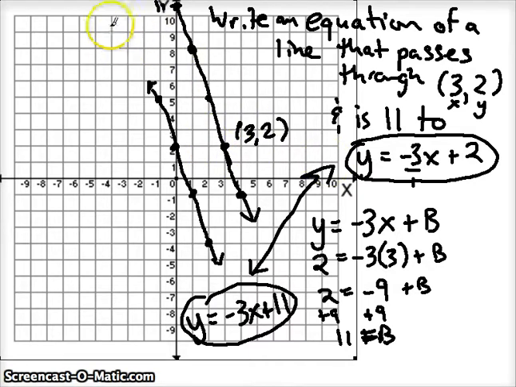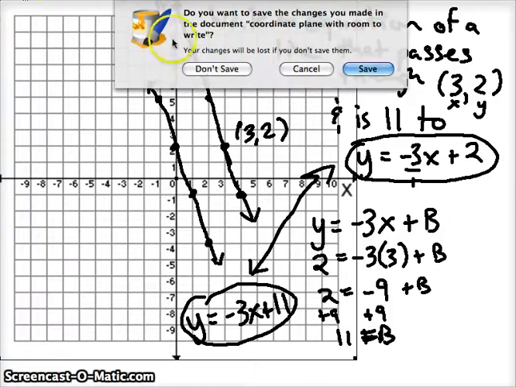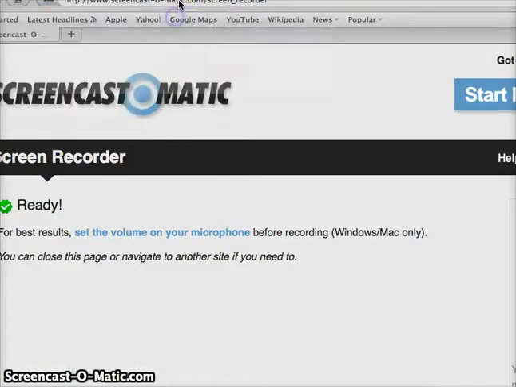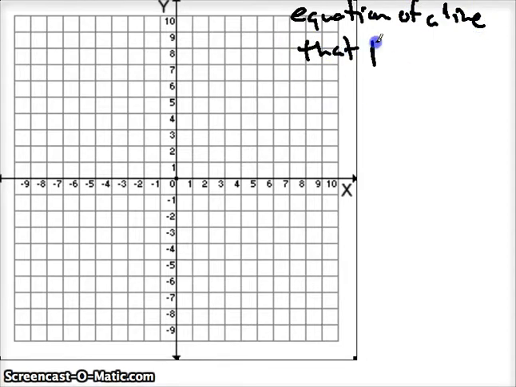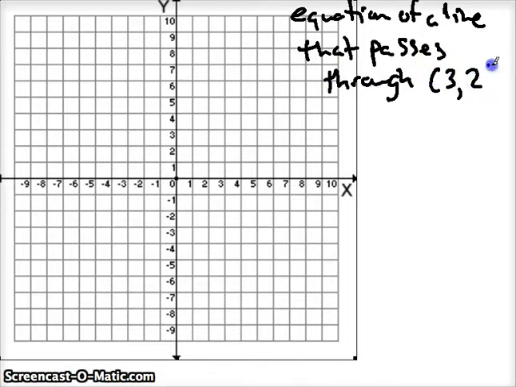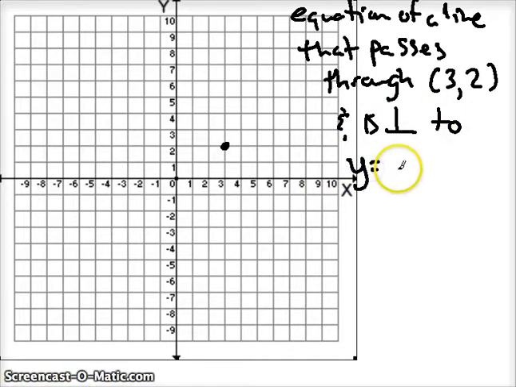Let's do one more, similar to that, but now we're going to write an equation for a line that is perpendicular to what we are given. All right, so same thing. We want to write an equation of a line that passes through the point that they give us, (3, 2). Let's just put that on the graph. We know it needs to be there. And is perpendicular to the same line that they gave us before, negative 3x plus 2.